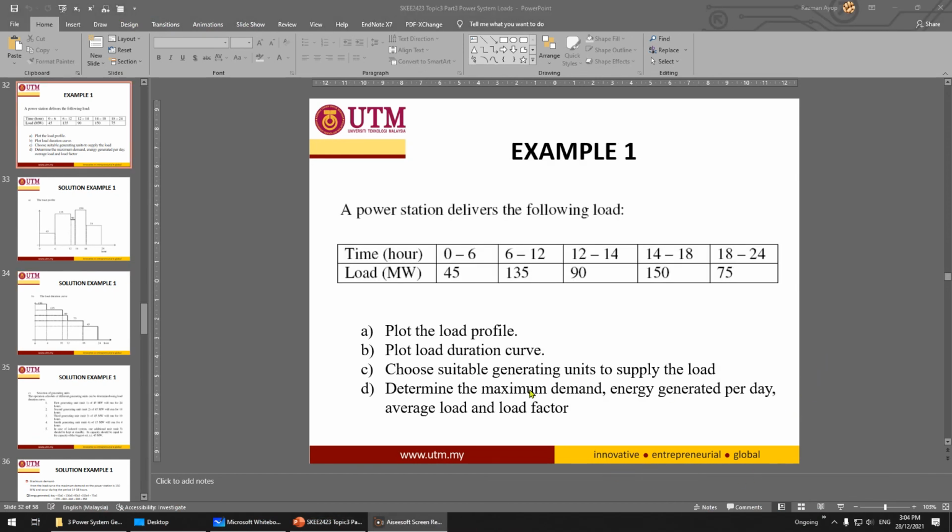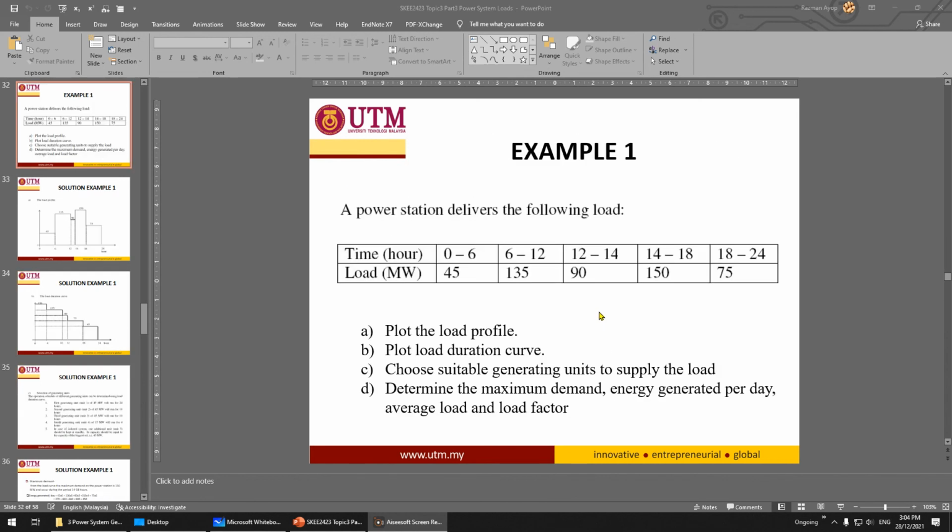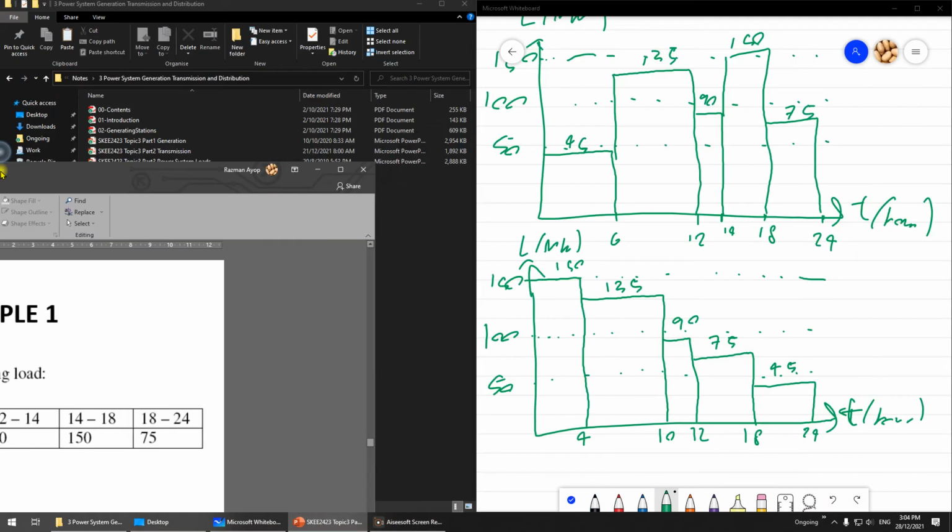It's okay. We proceed. Determine the maximum demand, energy generated per day, the average load and load factor. So maximum demand is 150. Let us check the answer. Maximum demand is 150 megawatt, occurring during 14 to 18 hours. So you answer the first question. Energy generated per day, this one you just multiply with the duration.